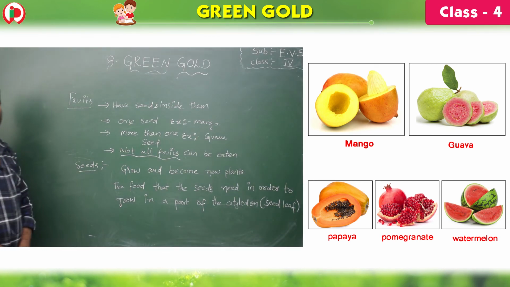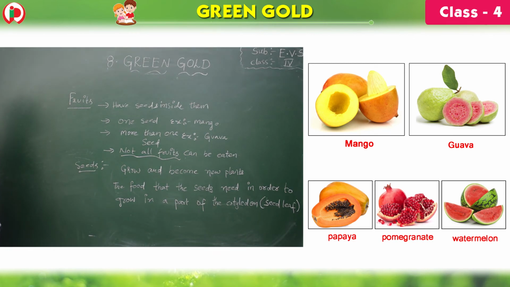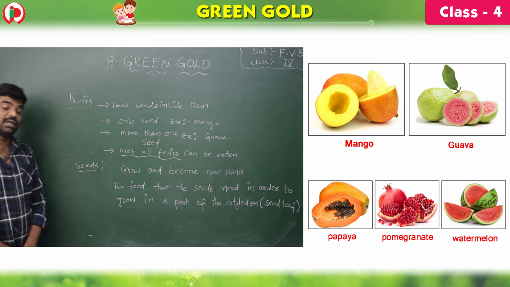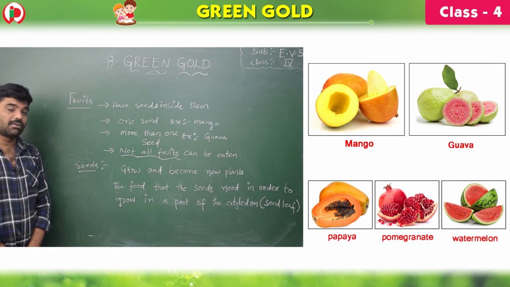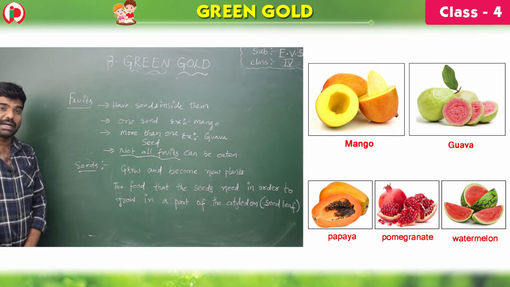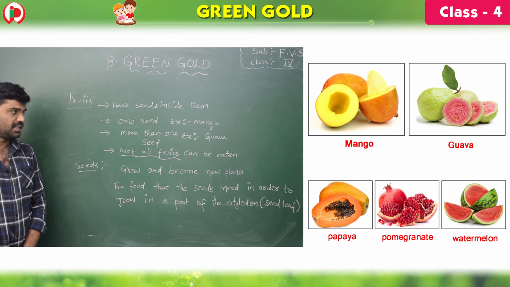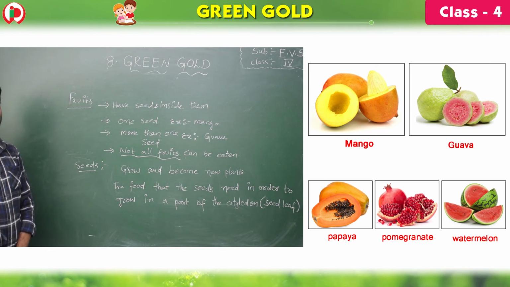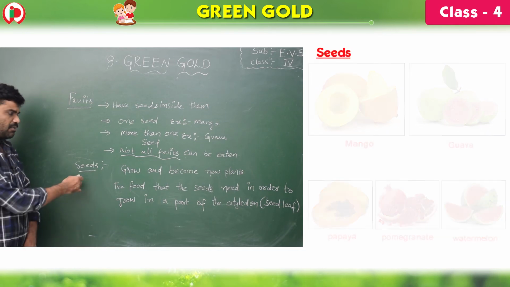Some fruits have only one seed. The best example is mango. Some have more than one seed, children. That is guava, pomegranate, papaya and watermelon, which have lots of seeds. And one more thing you can keep in mind, that not all fruits can be eaten. Now let's go to the seeds, children.